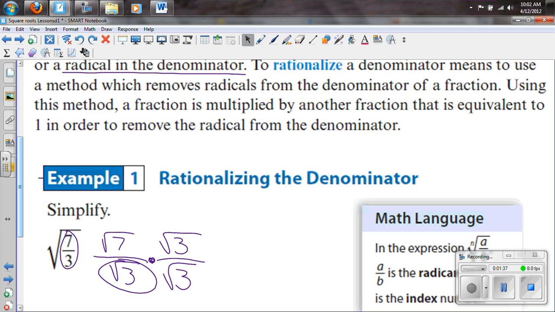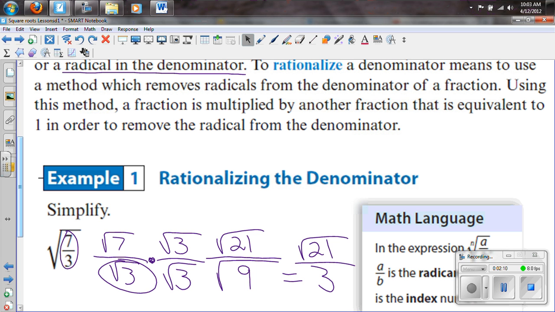Now how does that help me get rid of the square root? Well, the square root of 3 times the square root of 3, if you remember from our last lesson about square roots and multiplying, is really the square root of 9. And so on the bottom now, we no longer have a radical because we have made it an integer. So on the top, we have to do some combining here as well. Square root of 7 times square root of 3 is the square root of 21, and we can't break that down because 3 and 7 are prime already, so it's the square root of 21 over 3.